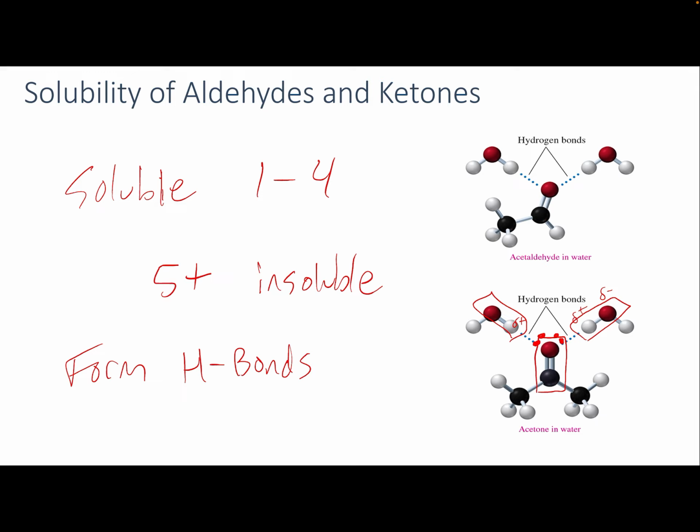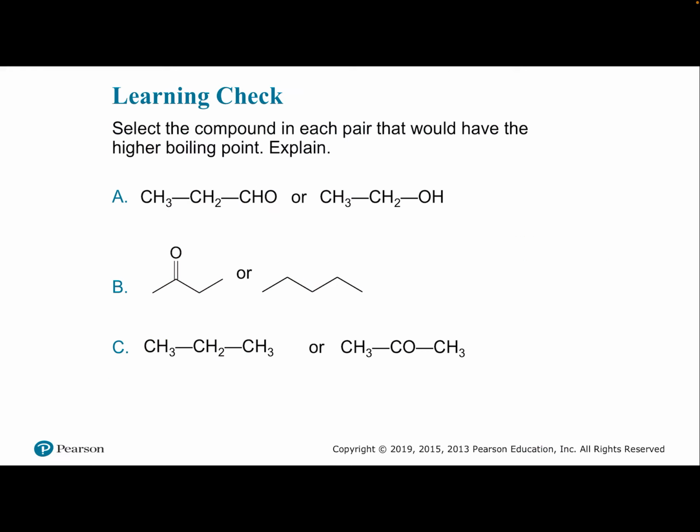Now, an aldehyde is able to be soluble in water with the oxygen on the carbonyl group, and the ketone as well. So they can both make the same number of hydrogen bonds. I guess I was getting ahead of myself. I'm imagining already when we get to the carboxylic acid, we're going to have another hydrogen bond ability here. But that's not here yet. So aldehydes and ketones. All right, quick learning check.